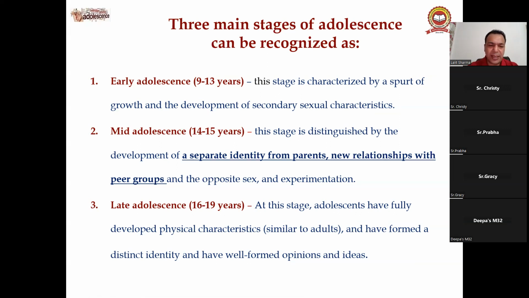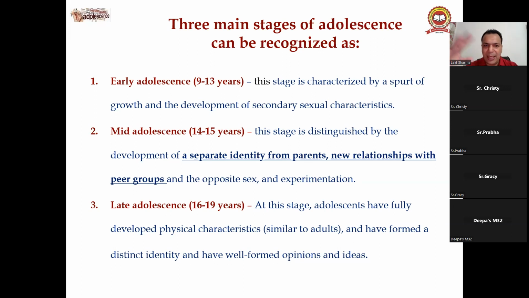So what happens in this stage? Under the first, early adolescent, 9 to 13 years, this age is characterized by the spurt of growth and development of secondary sexual characteristics. Swiftly, these develop. Mid-adolescents, 14 to 15, this stage is distinguished by the development of a separate identity from parents, new relationships with peer groups and the opposite sex, and experimentation.